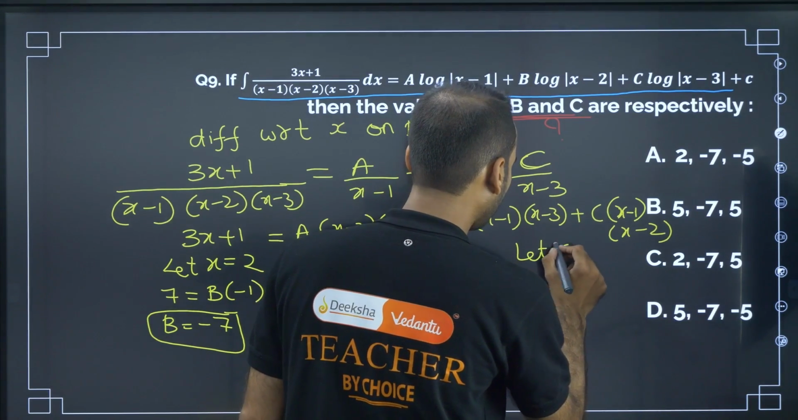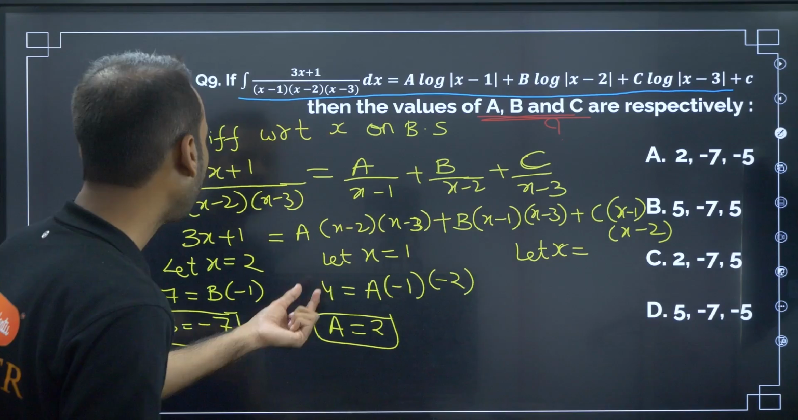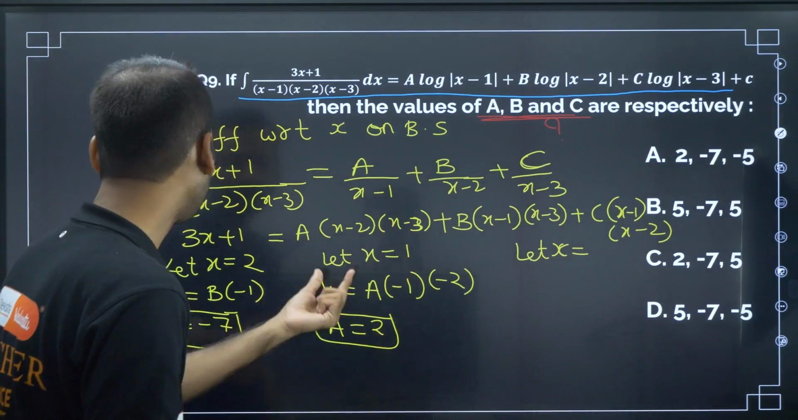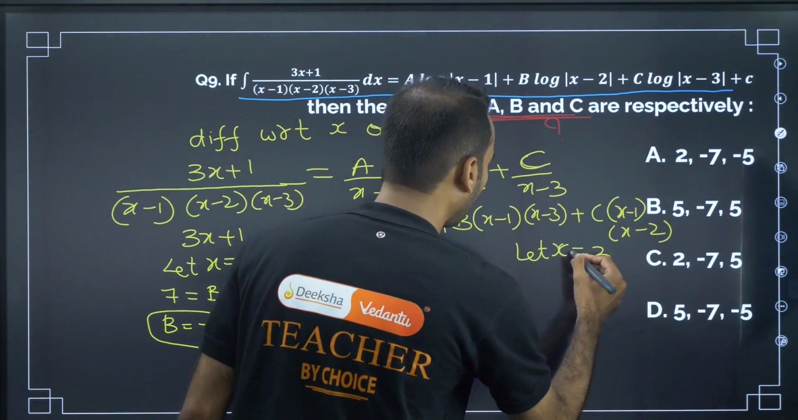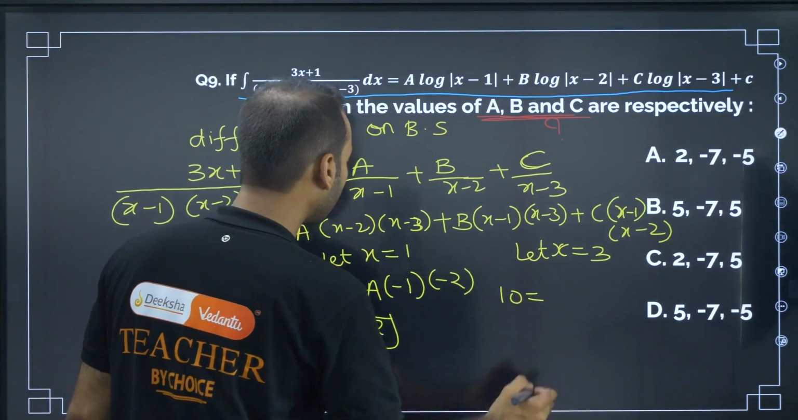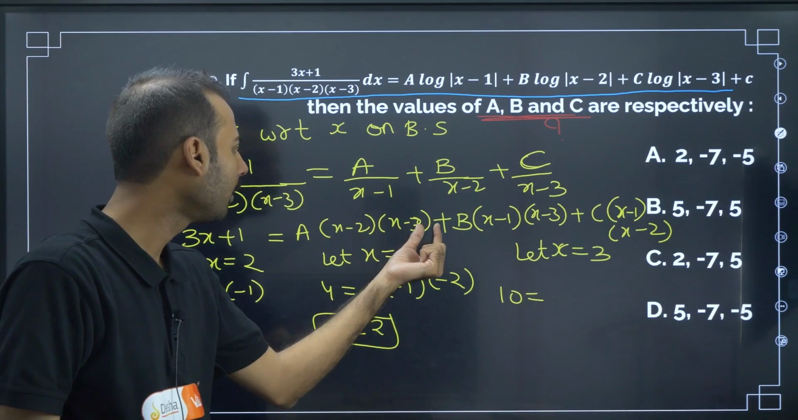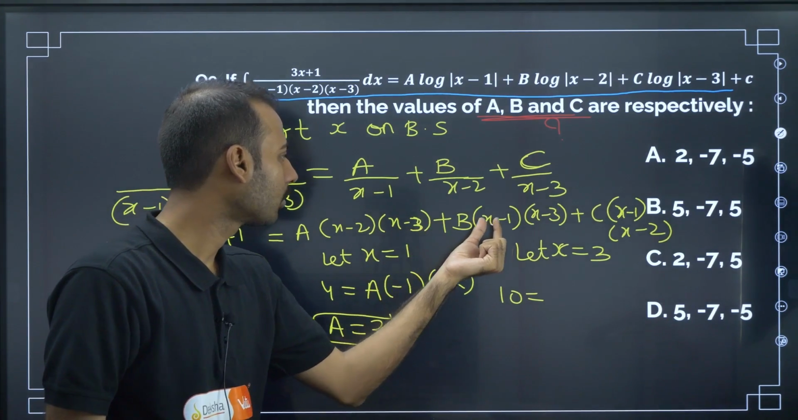To find c, we need the factors (x minus 1)(x minus 2). Let me take x equal to 3. If I take x equal to 3, 3 times 3 is 9, plus 1, 10, is equal to a(x minus 2)(x minus 3). 3 minus 3 is 0, so this is also 0.